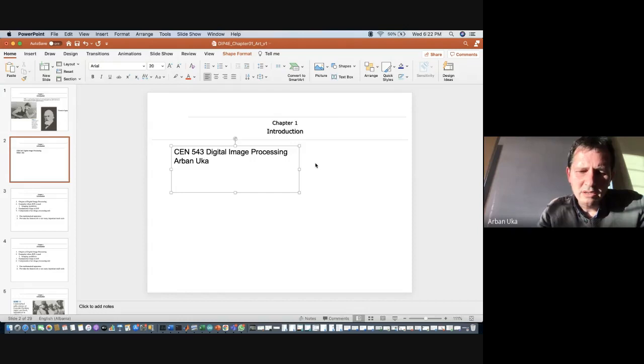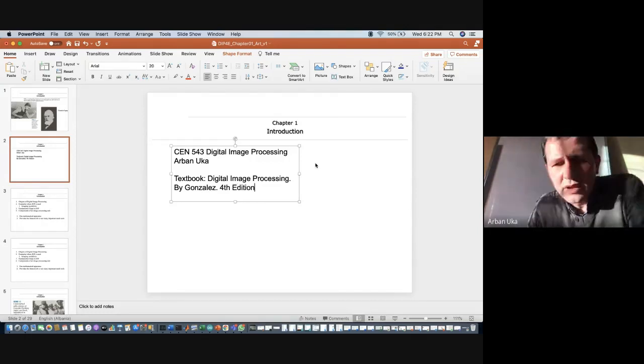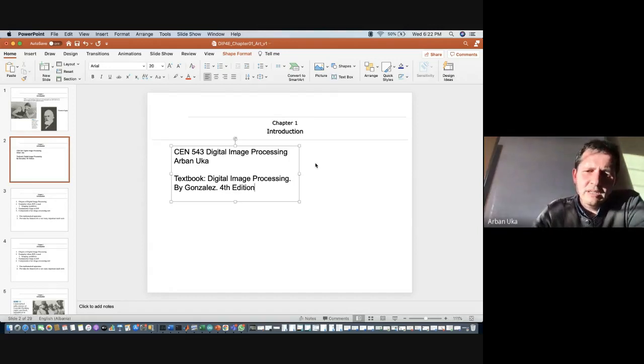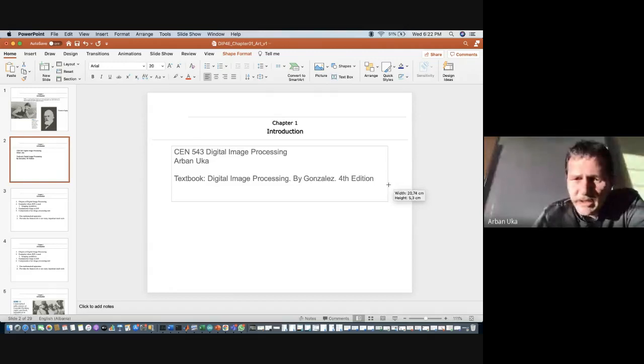And then the textbook, it will be digital. It's a traditional digital image processing book written by Gonzalez. The latest edition that this book has come out is the 4th edition. It's really a good one, and the professor who wrote this book is a very nice person.